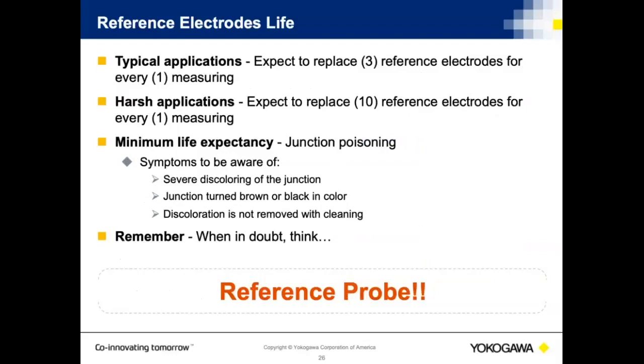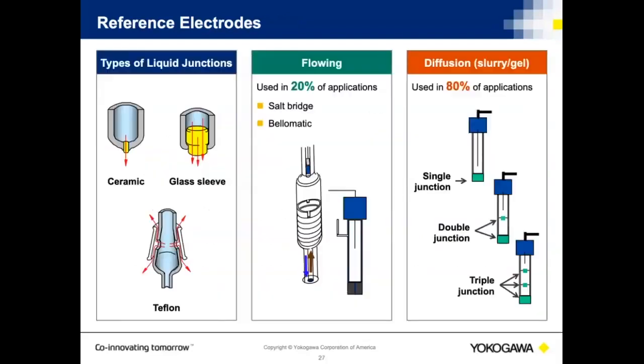Reference electrode life. You can expect to replace a reference electrode 3 times more than a measuring electrode. If you're in a harsh application, you could go through as many as 10 reference electrodes for every 1 measuring electrode. The issue is, depending on what the application is will determine how long that reference electrode is going to last. Even after doing this many years, I get the selection of the reference electrode correct probably 60 to 70% of the time. Other times, I have to go through different iterations of reference electrodes.